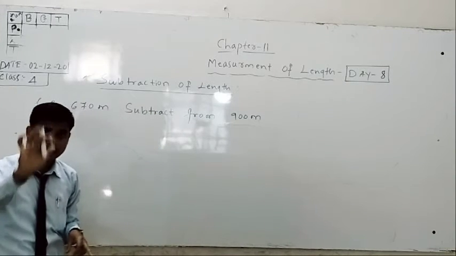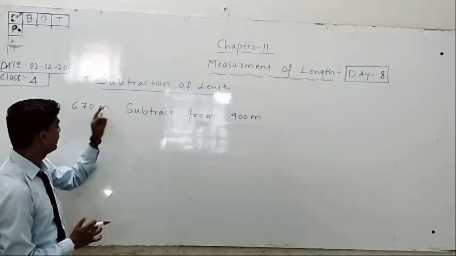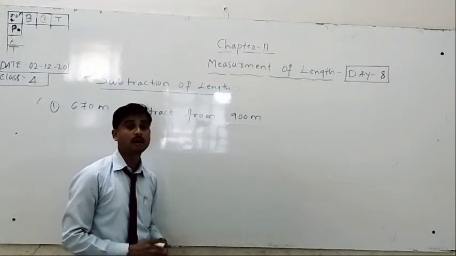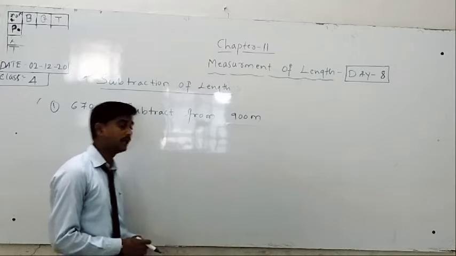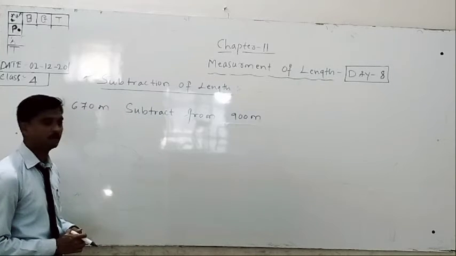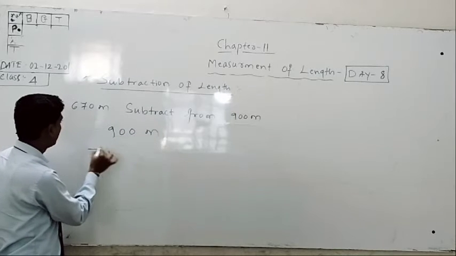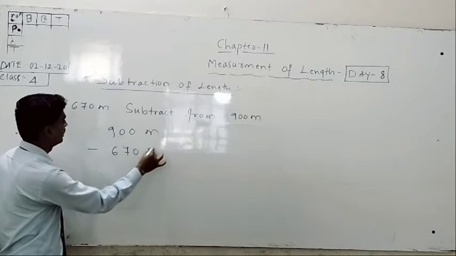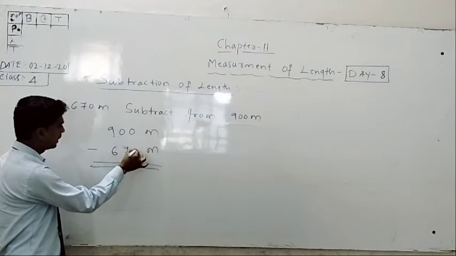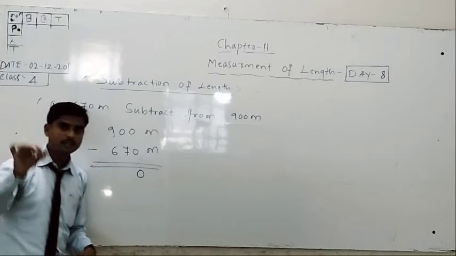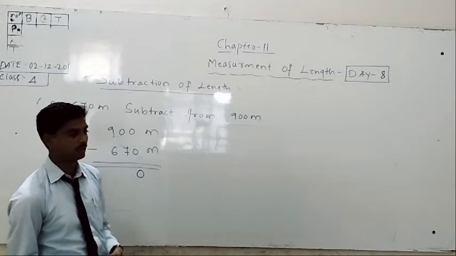If you cannot understand the problem, then you have to think: is 670 bigger or 900 bigger? Sir, absolutely 900 meter is bigger than 670 meter. Okay, then you should write 900 meter minus 670 meter. This much only. Then 0 minus 0, any number you take, 0 minus 0 is always 0 only.